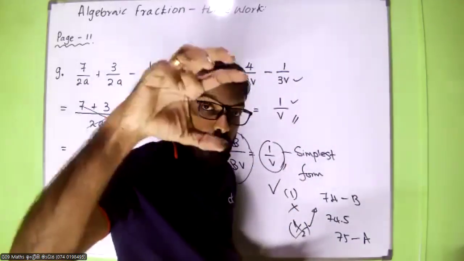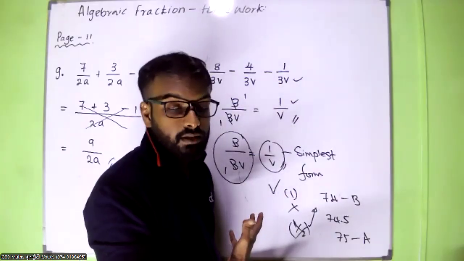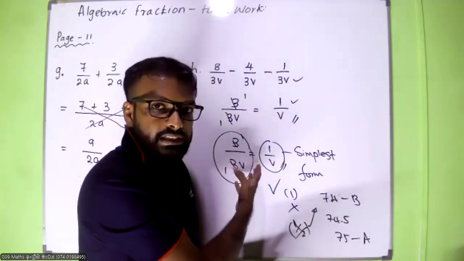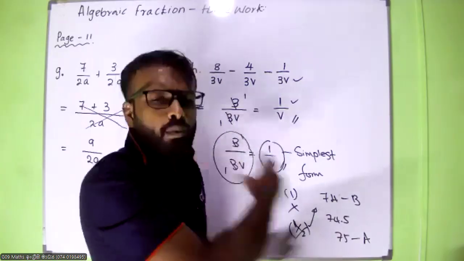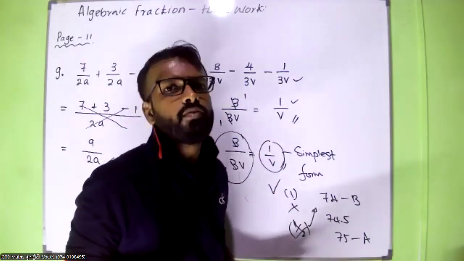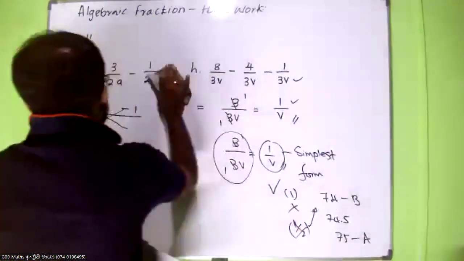So keep this in your mind. Most of the students will get this wrong. So keep this in simplest form. Everything that can be cancelled, cancel it. The denominator, numerator, all things you have to simplify. Alright, keep that in your mind. Right. So let's go to the next.